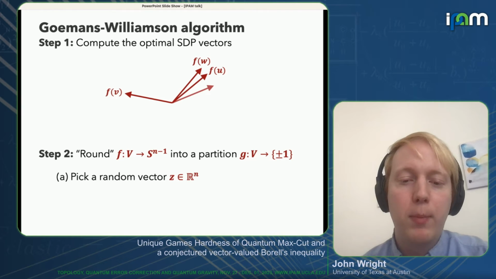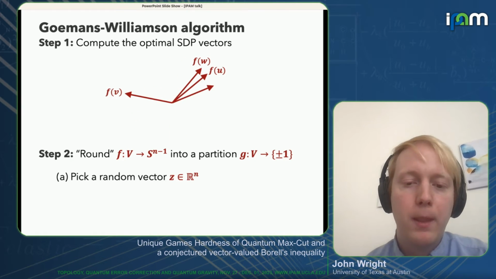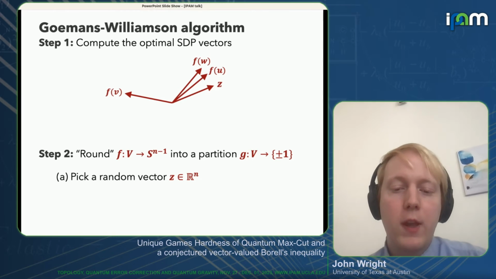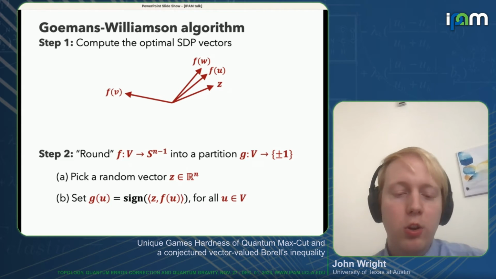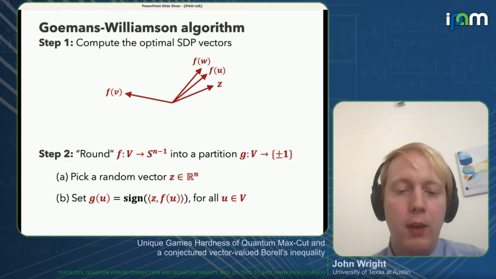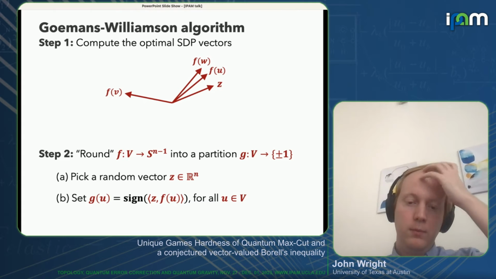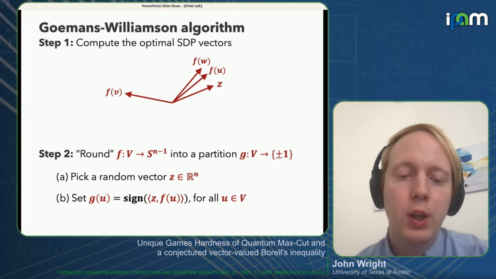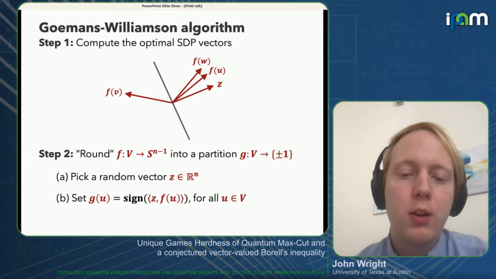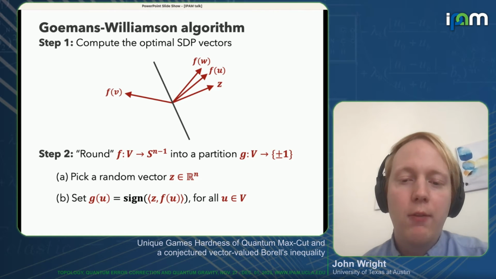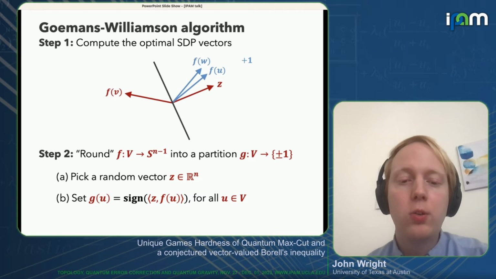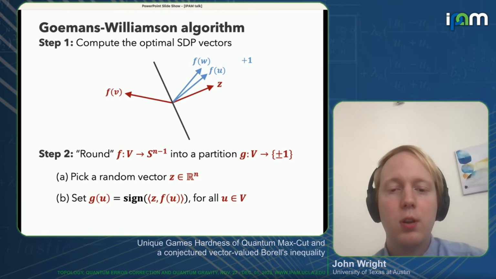So we start by randomly picking something. This is going to be our z. And then we set our partition of the vertices as follows. For every vertex u in V, you look at the inner product between z and f of u, and then you take the sign of that, which is either going to be +1 or -1. So pictorially, what does that do? Let's draw this half space right here. The right is all the vectors that have positive inner product with z. The left is all the vectors that have negative inner product with z. Everything on the right we assign a +1, and everything on the left we assign a -1.